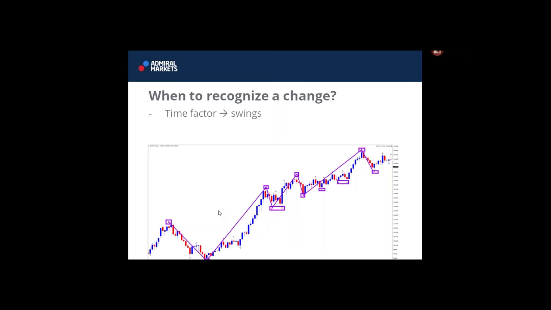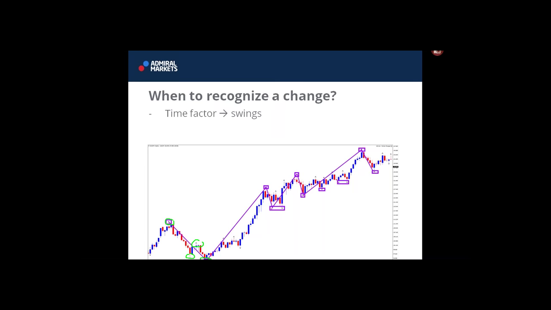The next part, in my opinion, is time factor. Because time factor is something that indicates more important swings, more major swings. When looking at this chart below, the purple boxes are the major fractals according to time factor, and the purple lines are the major swings. So you can see when using fractals, we have multiple mini swings here, to here, to here, and here. Those are three swings using fractals, but they're actually only one swing when using time factor.